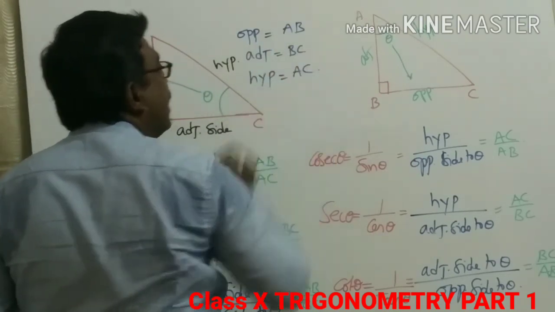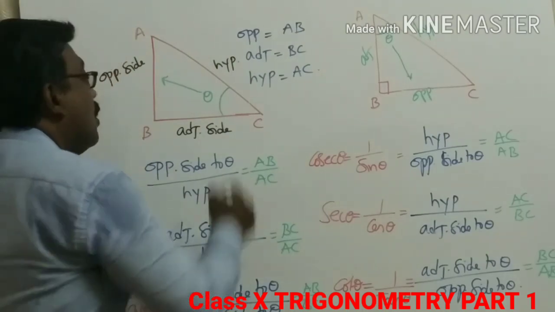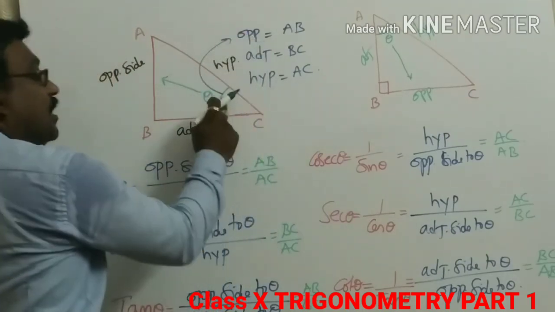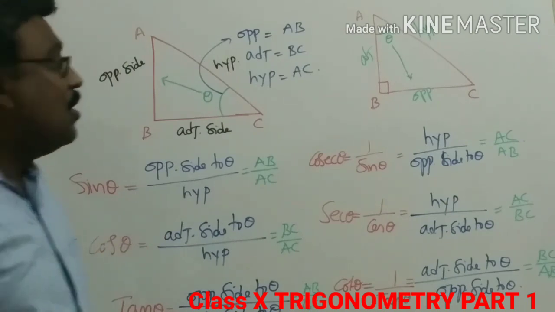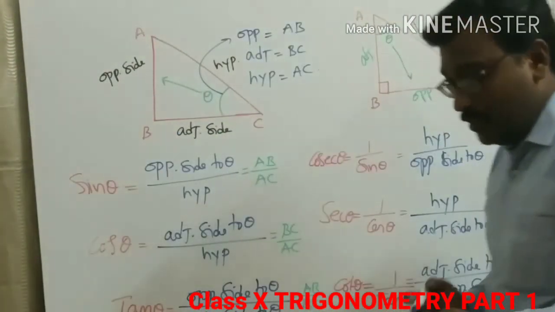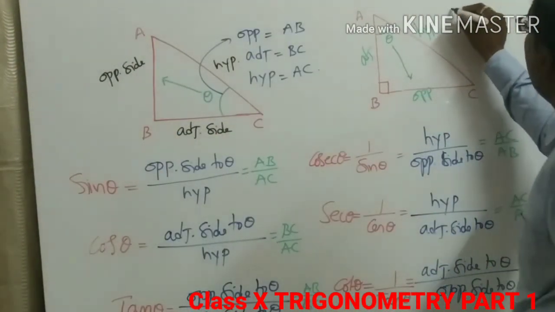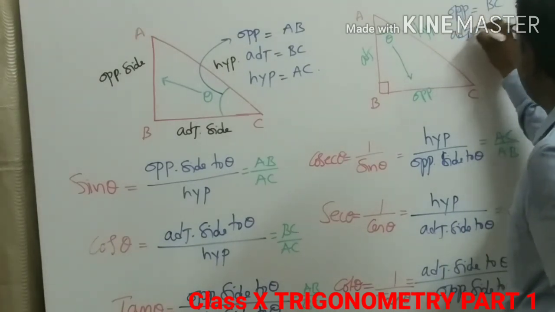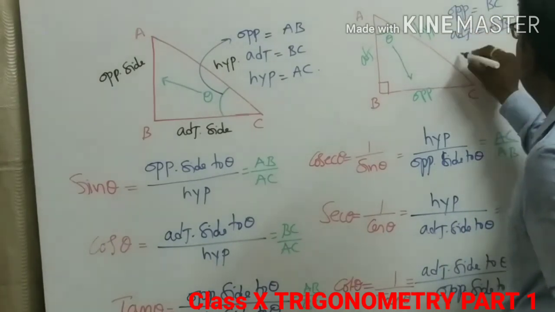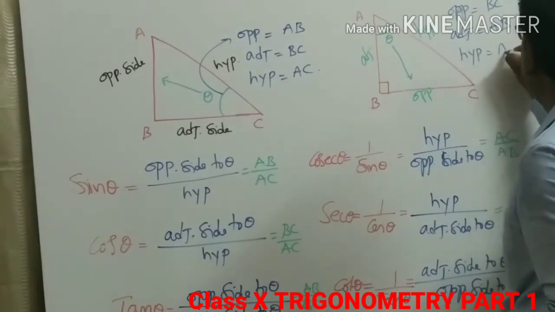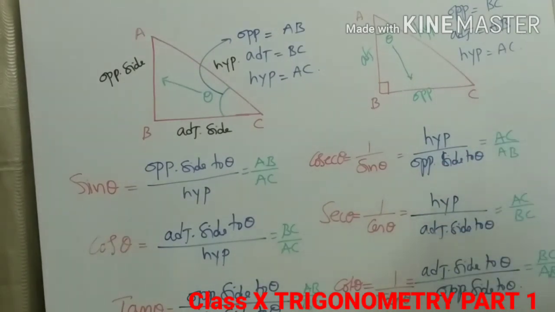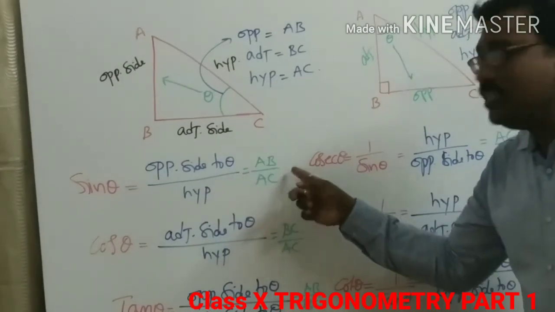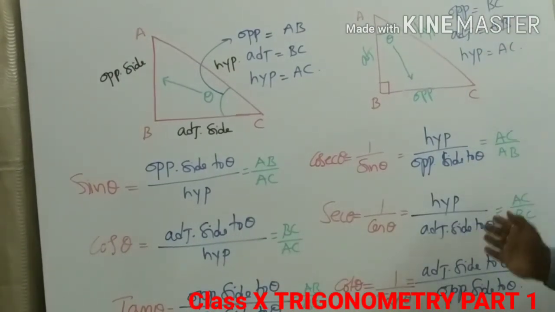Hypotenuse, that is AC. Because the theta is here. With respect to theta I am telling. Suppose the theta place is here, then what is its opposite side? BC. Adjacent side AB. Hypotenuse AC. So now here AB by AC will become BC by AC.